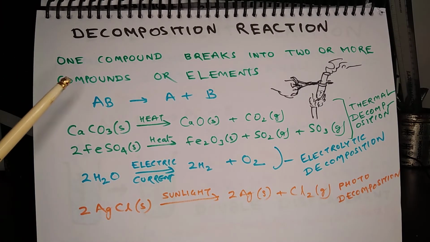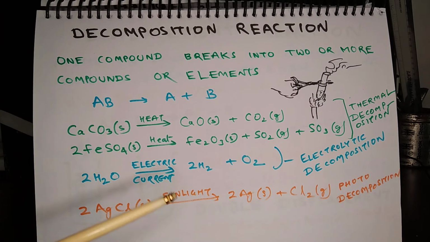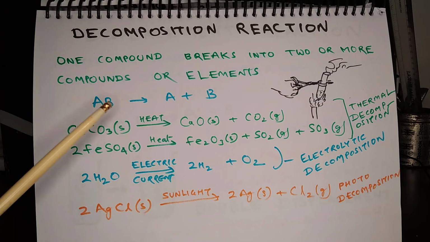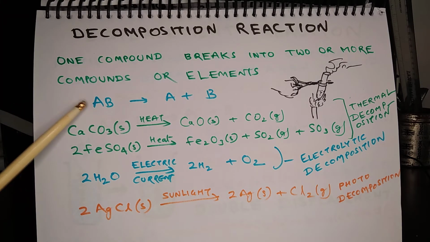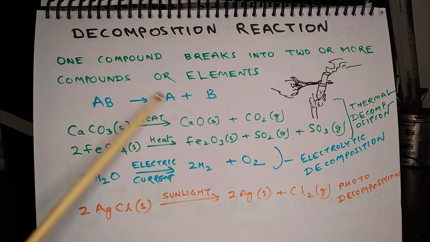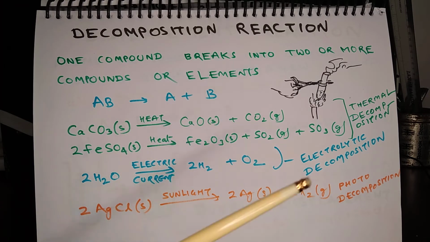Decomposition reaction is just opposite to combination reaction. So when one compound breaks into two or more compounds or elements, the reaction is called decomposition reaction. So here AB is a compound. It is breaking into two compounds or elements, A plus B.